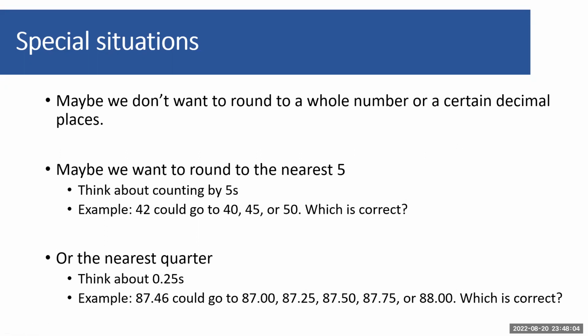If you wanted to round to the nearest quarter, you're going by 0.25s. So if you wanted 87.46, remember it could go to any of these quarters, okay? It's somewhere between 0.25 and 0.50. 0.46 is definitely closer to 87.50. So that's what we would round to.